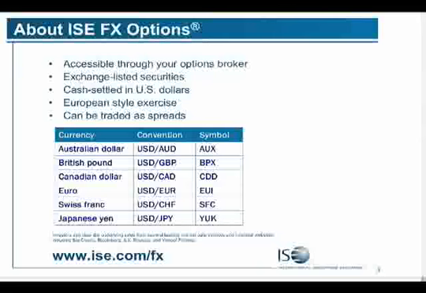And the symbols are right there. The U.S. dollar, Australian dollar, probably the most volatile recently, AUX, followed by the British pound, BPX, the Canadian dollar, CDD, Euro, EUI, Swiss franc, SFC, and the Japanese yen, YUK. These are all U.S. dollar relative, which means that the dollar is in the numerator. When I go to another country, what is the U.S. dollar really worth? So it's just that simple. And if you were bullish on the U.S. dollar, you'd be buying calls. And if you're bearish, you'd be buying puts.